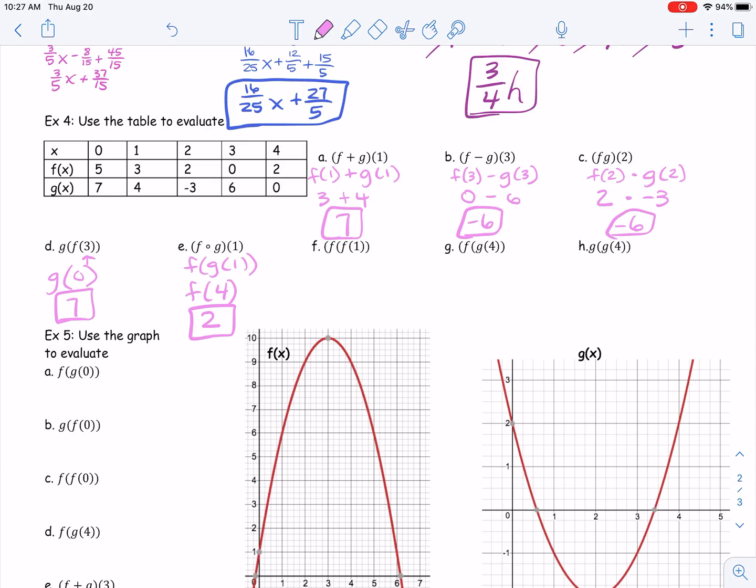F of f of 1. Innermost parentheses. What is f of 1? It's 3. So what is f of 3? It's 0. F of g of 4. What is g of 4? 0. So what's f of 0? 5. And the last one, g of g of 4. So what is g of 4? 0. So what's g of 0? 7.